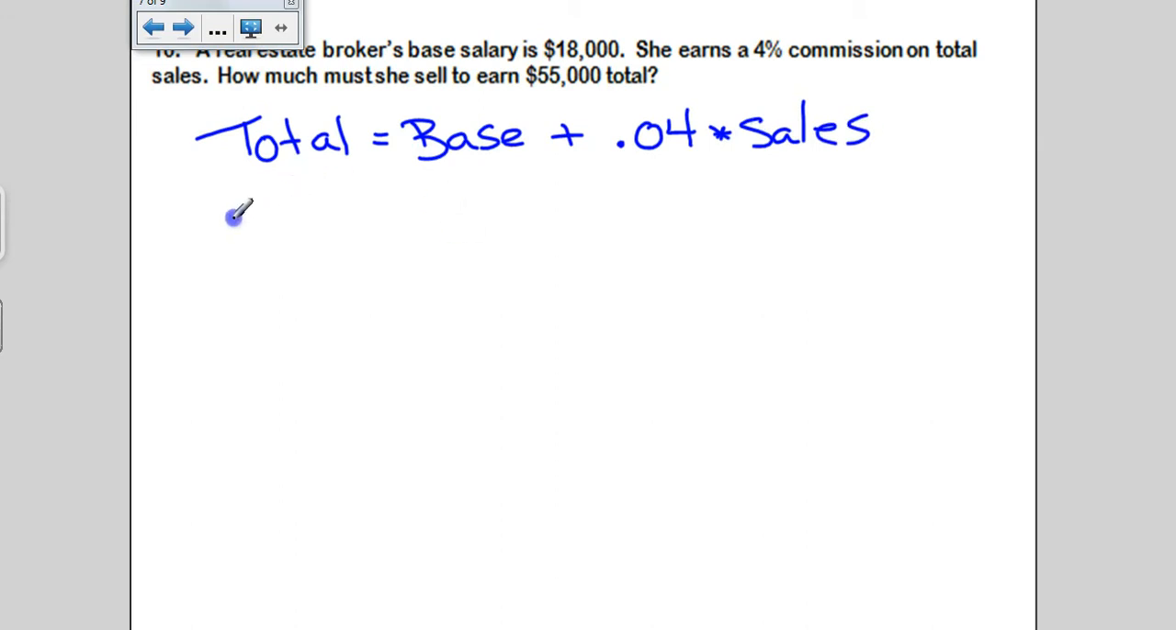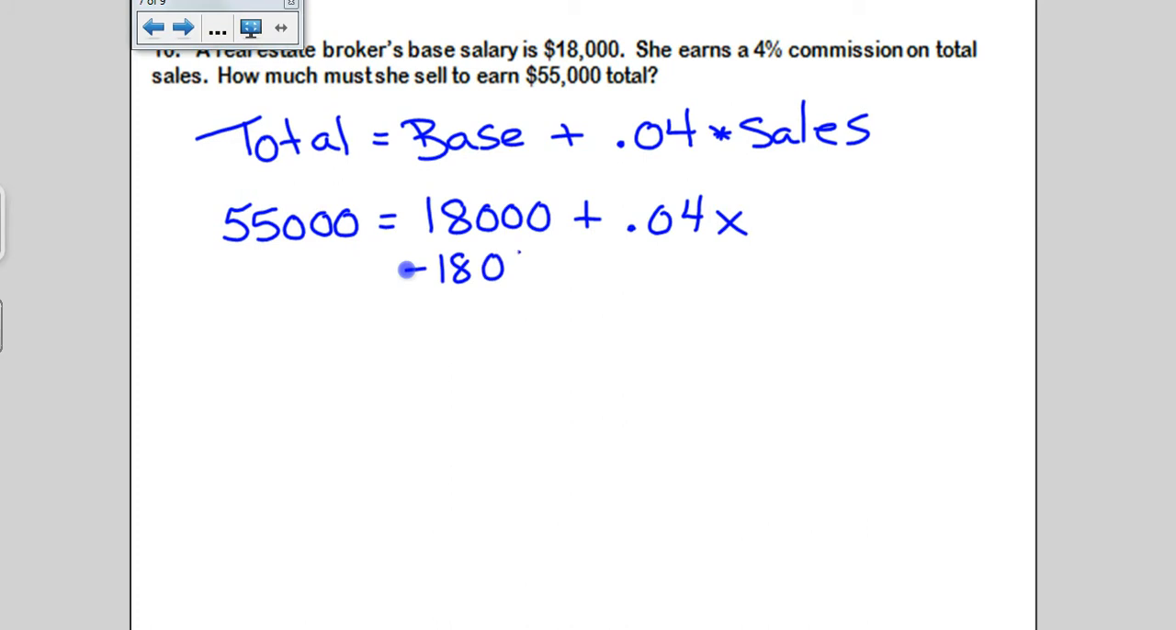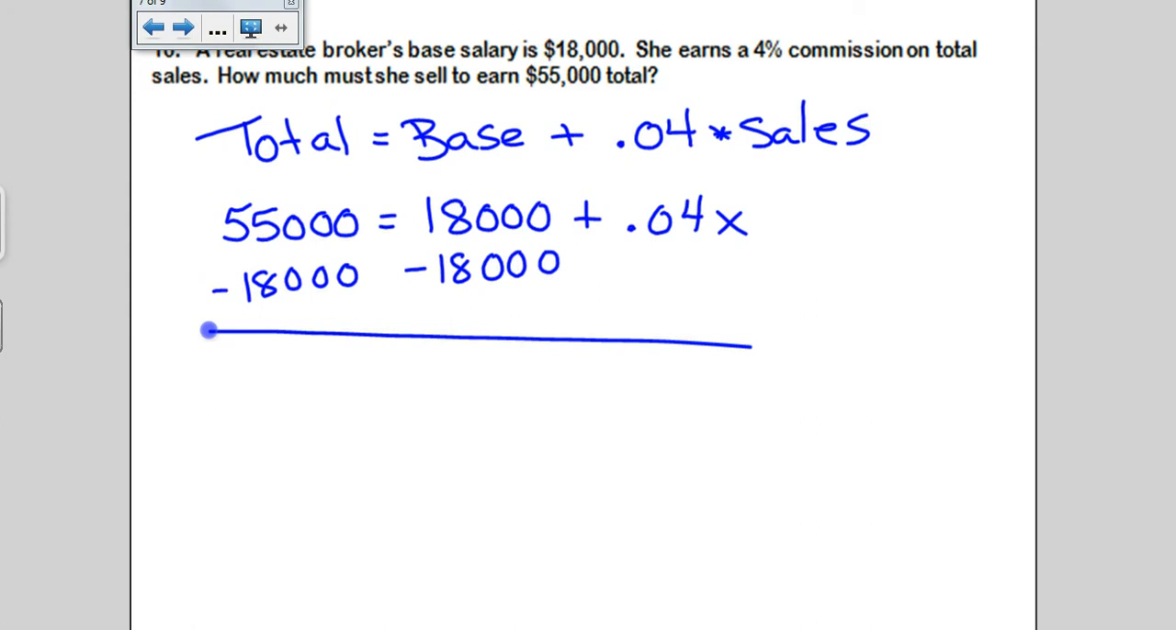We want her total salary to be $55,000. We know her base salary is $18,000. And the only thing we don't know is her sales, and I'm just going to call that an x. So now we've got a two-step equation to solve. I'm going to go ahead and subtract the $18,000 away from the $55,000. And that gives me, let's see, $37,000.